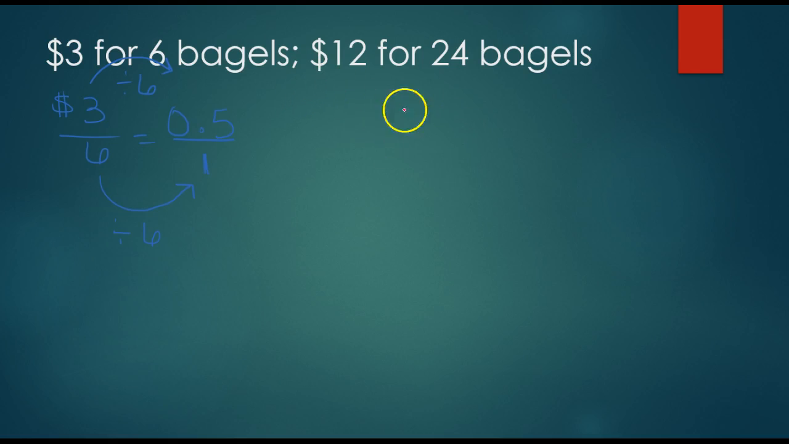Now I'm going to do the $12 for 24. So I want $12. Yikes, sorry, that was supposed to be a 12, not a 2. $12 for 24 bagels equals something over 1. Again, we always want it over 1. Whenever we're dealing with equivalent ratios, this is just how we're going to do this. It just makes life easier. Going from 24 to 1, again getting smaller, so I have to divide by 24. Dividing by 24, we again get 0.5.